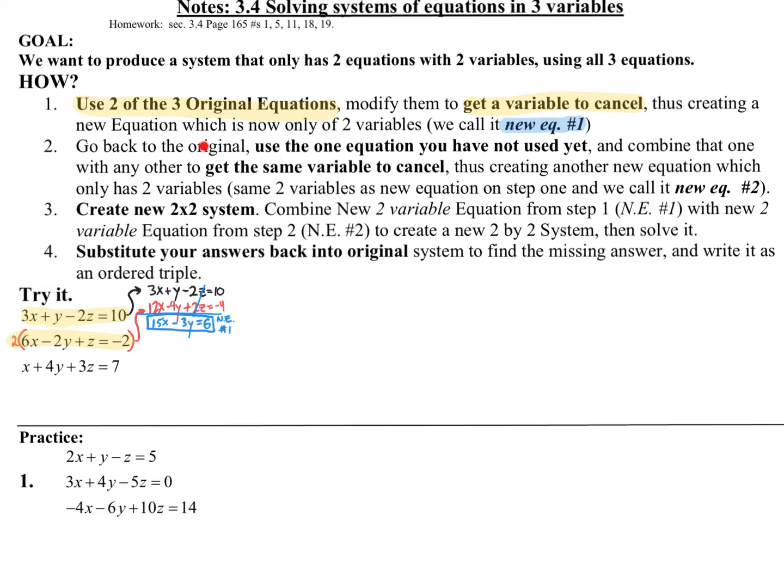Step 2 says, go back to the original, use the one you have not used. And you know what? I want to highlight this in red. Use the one you have not used. Which one have we not used? We haven't used this third one yet. So I definitely need to use that third one.